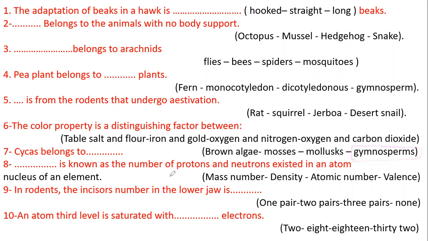Space is known as the number of protons and neutrons. Look at this, number of protons and neutrons. So it will be, yes, mass number. So it is mass number.